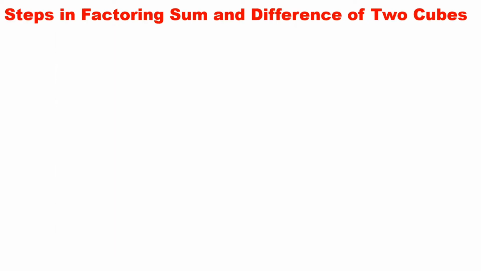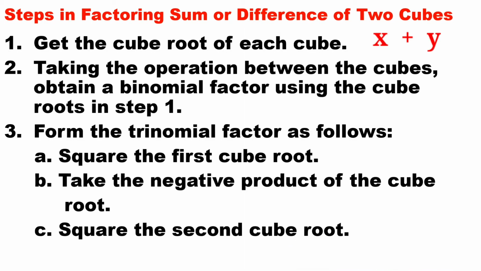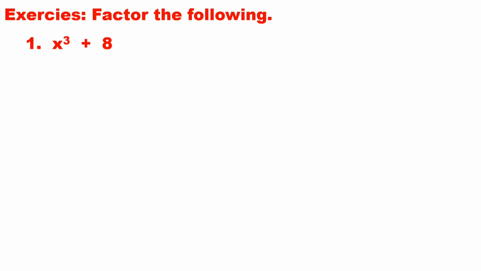The following are the steps in factoring the sum or difference of two cubes. Step 1, get the cube root of each cube. Step 2, taking the operation between the cubes, obtain a binomial factor using the cube roots in step 1. Step 3, form the trinomial factor as follows. Letter A, square the first cube root. Letter B, take the negative product of the cube roots. And letter C, square the second cube root. Let's proceed to our exercises.